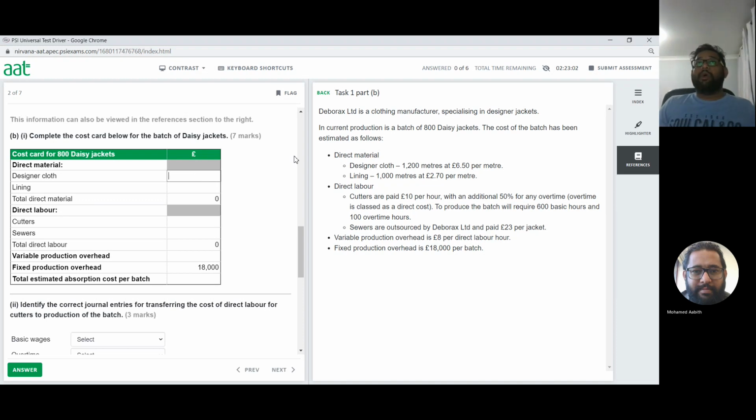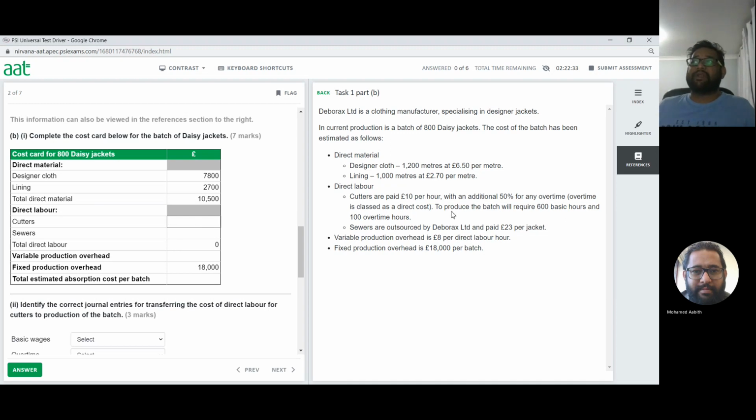Let's see here. Now, the cost of your designer cloth is going to be 1,200 meters multiplied by £6.50 per meter, so that is 7,800 pounds. And then you have the lining, which is easy, 2,700, because you just have to multiply by 1,000, which is the easiest. So that gives you the total direct material cost.